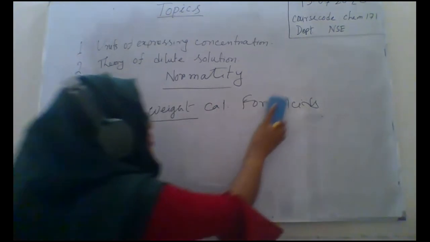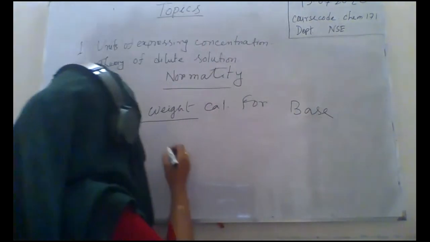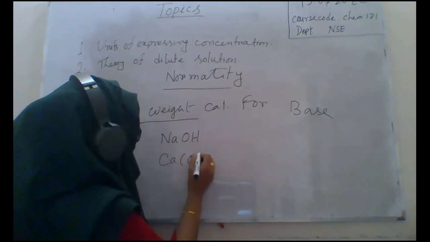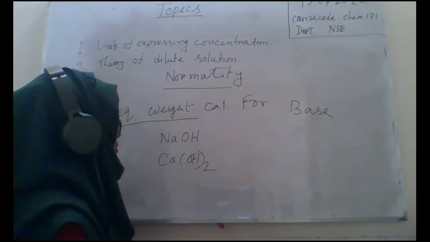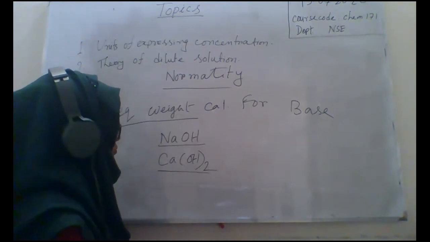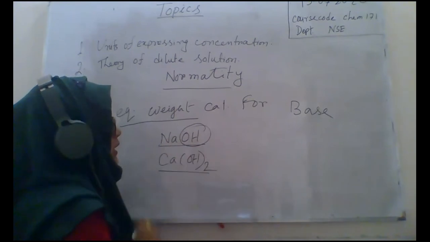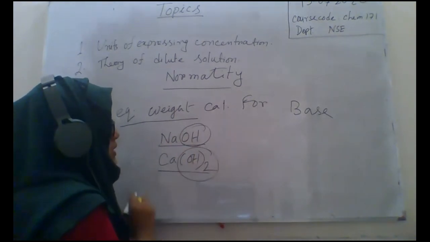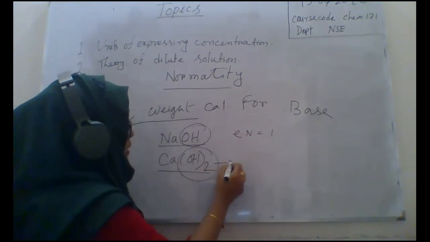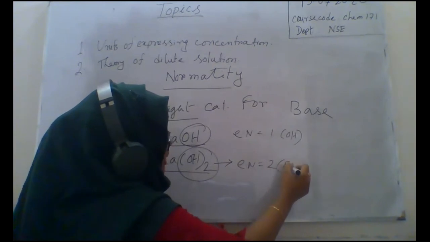For another species, base: suppose you have sodium hydroxide or calcium hydroxide. In the case of a base, you have to calculate the OH ions present in the base. Here the equivalent number is 1, and here the equivalent number is 2, because there is 1 hydroxyl ion in sodium hydroxide and 2 hydroxyl ions in calcium hydroxide.